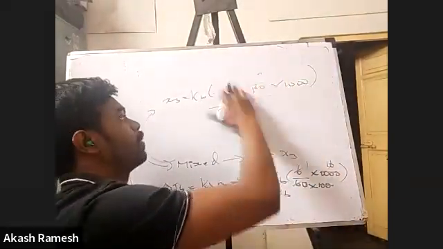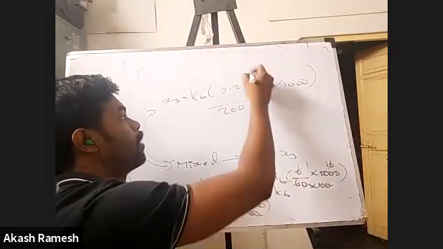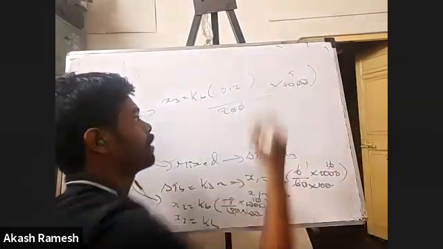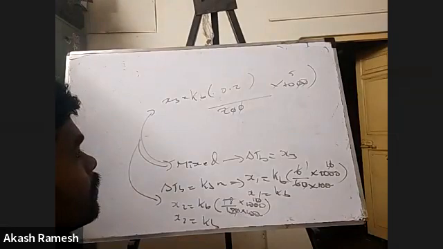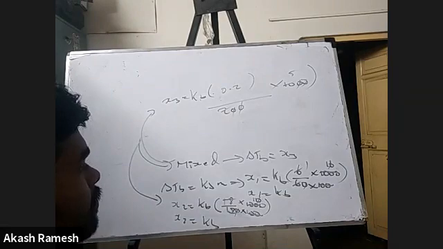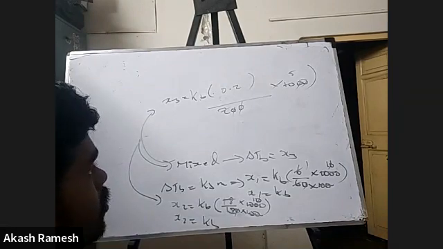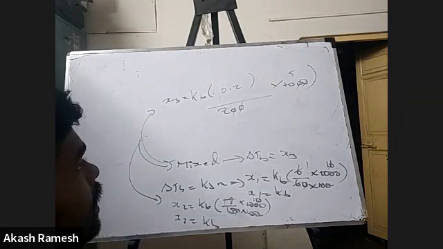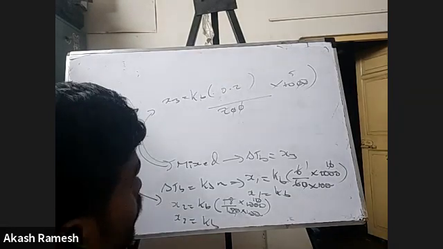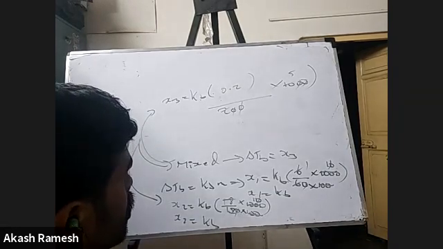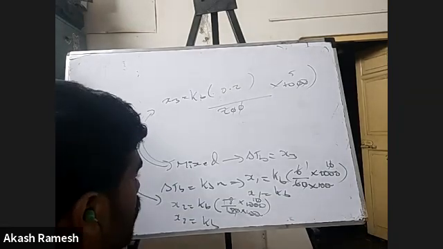Six divided by 60 is 0.1, and 18 divided by 180 is again 0.1. So 0.1 plus 0.1 will become 0.2. This and this will go 5 times. 5 into 0.2 is 1. So it should be option C.